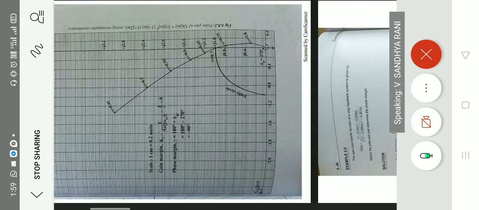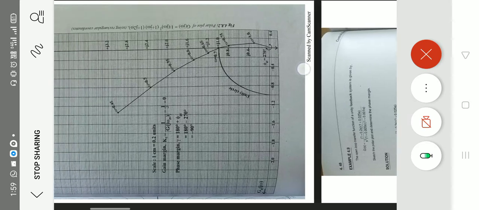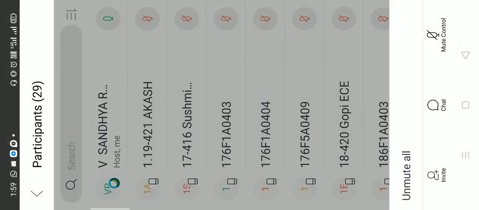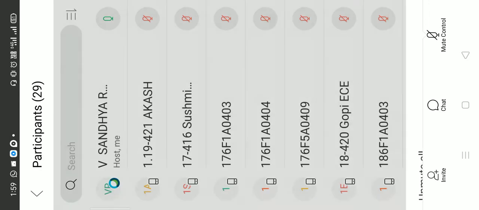This is the process of polar plot. Any polar plot you can do like this. Are all of you clear on the polar plot?